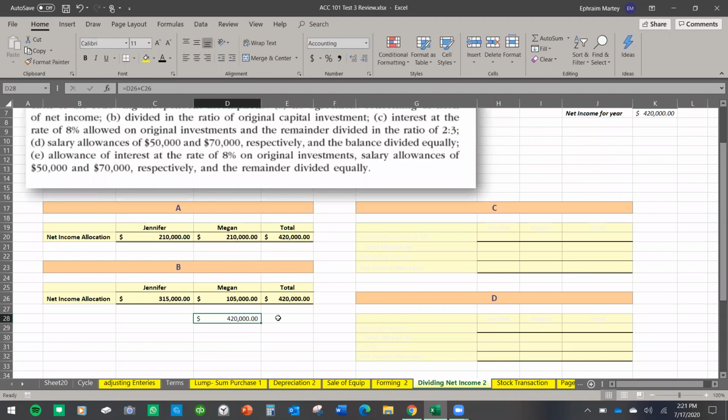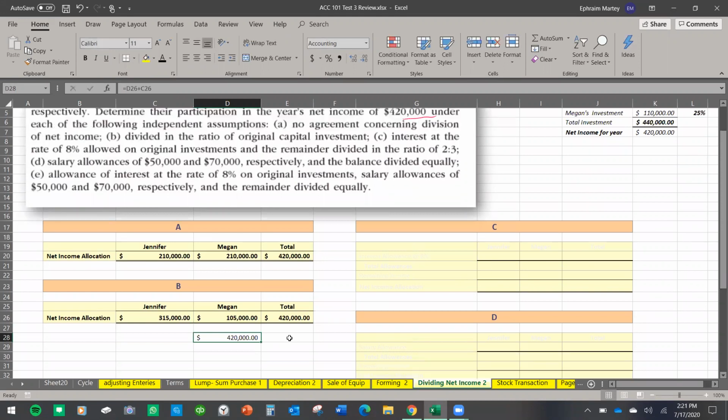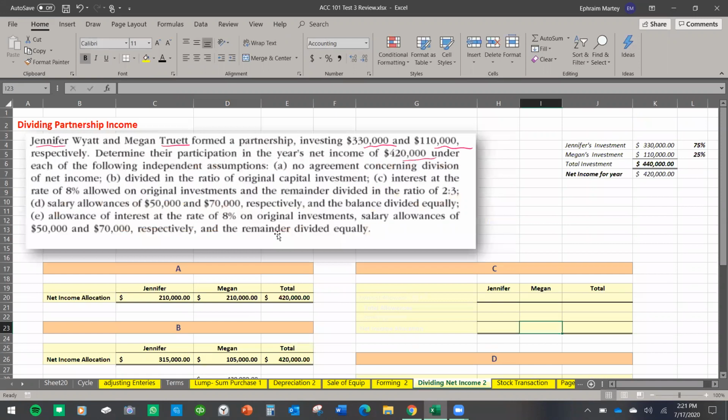So we are going to do this in a different way in C. We are not going to start with the 420,000 over there. So we have Jennifer and Megan right here again, but we have a different agreement this time. C says interest at 8% on original investments. So we are going to give each of them 8% on their investments.